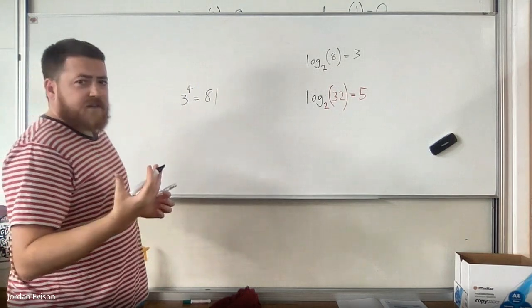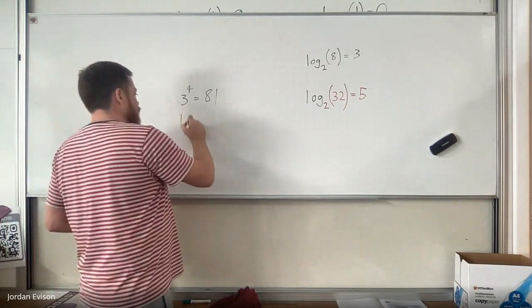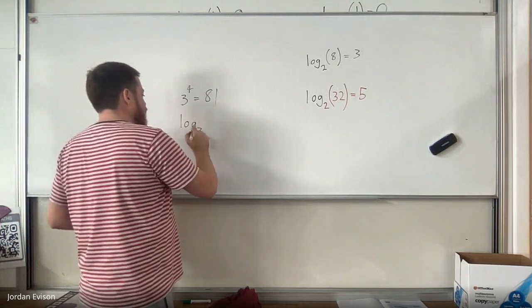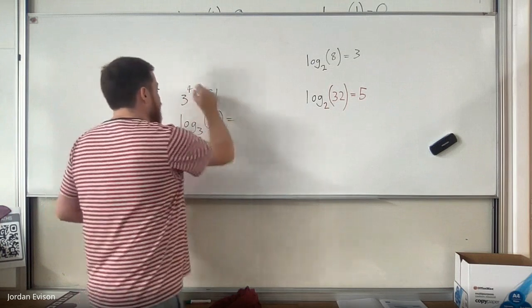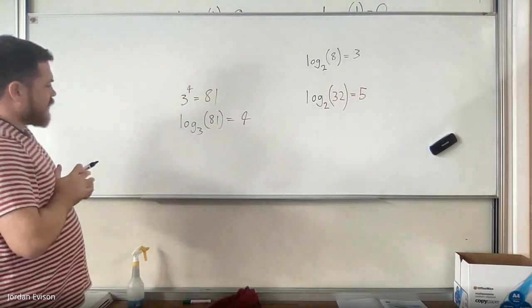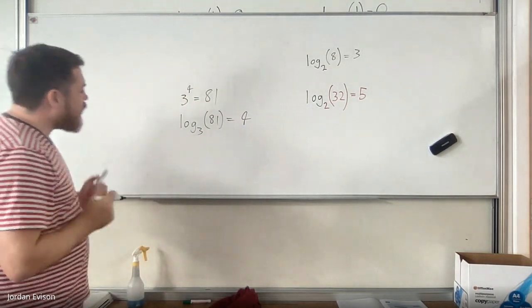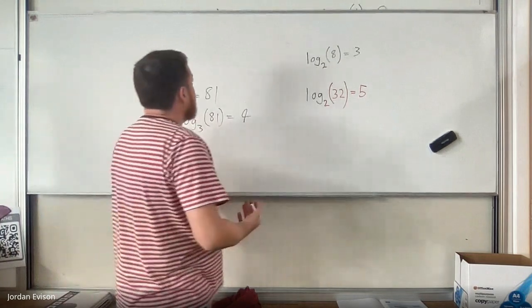Well, first of all, we ask ourselves, what's our base? Our base is 3. So we have log 3. In brackets, we're going to put 81. And of course, that is going to equal 4. Okay, cool. What if I gave you something as a log equation and asked you to translate it backwards?